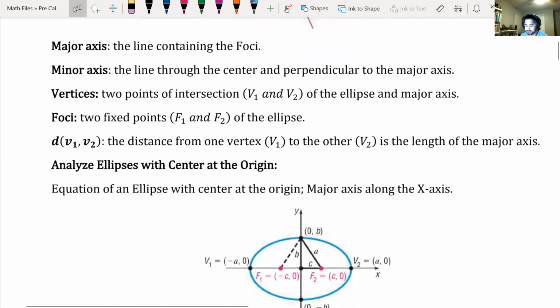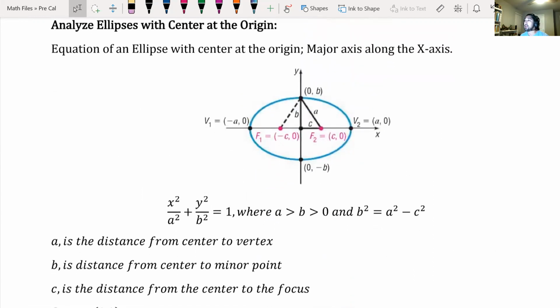So here we will analyze the ellipse with a center at the origin, and the major axis is the x-axis. Looks like there's a lot going on here, but there is something to keep it really simple, and it's what I wrote below. If you want to find the distance from the center to the vertex, that is always going to be represented by a. B represents the distance from the center to the minor points, and c represents the distance from the center to the focus.